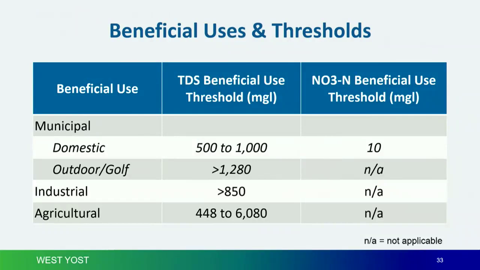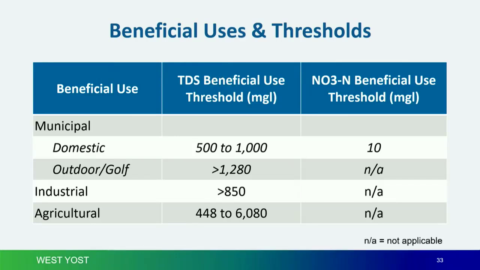As far as beneficial use thresholds go, these can be a single number or expressed as a range here. So we've based this on some of the research we've done to identify the 3 main beneficial uses that are identified in the basin plan today: the municipal, the industrial, and the agricultural. You can see for municipal under domestic, this would be for drinking water, and this is based on the secondary MCLs in the water code that have a range between 500 to 1,000. And then for nitrate nitrogen, it's 10 milligrams per liter, and that's based on the primary MCL for drinking water.